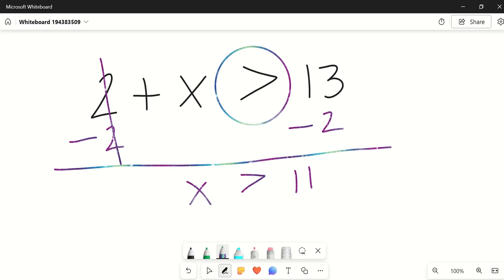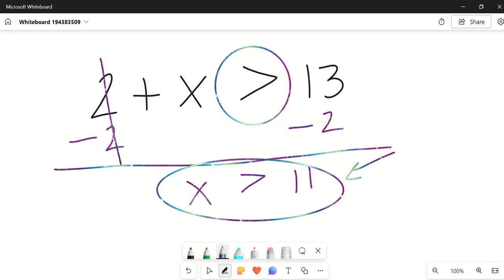Therefore, x can be any number that is greater than 11. It cannot be 11 because if it were 11, that would make this 13, and 13 is not greater than 13. So this here is my answer. x has to be greater than 11. In this case, it's not going to equal an exact number. It could literally be 11.000000001, which is still technically greater than 11. And there you go. So this just means any number greater than 11.